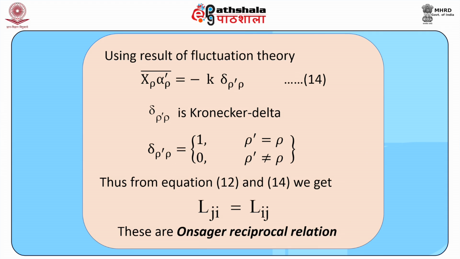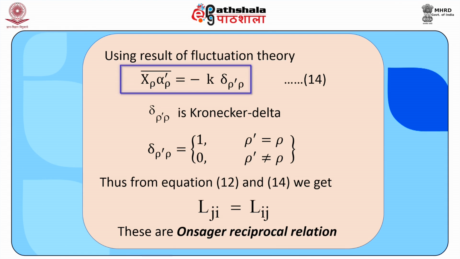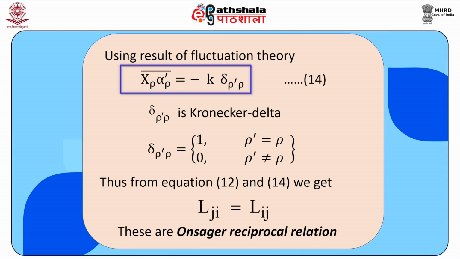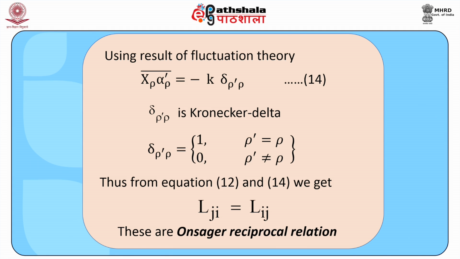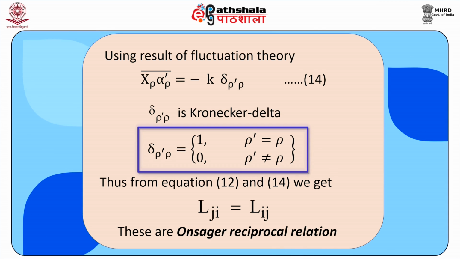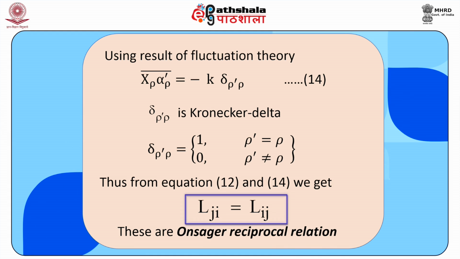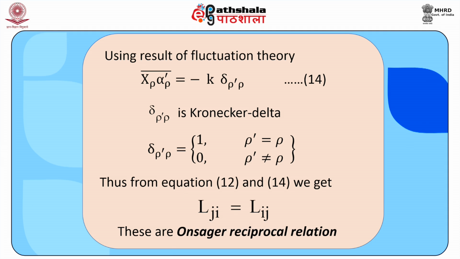Using the result of fluctuation theory, ultimately we get equation 14, where k is a constant and delta rho prime rho is the Kronecker delta. That is, the value of the Kronecker delta is equal to 1 when rho prime is equal to rho and is equal to 0 when rho prime is not equal to rho. Thus, from equations 12 and 14, we get Lji equals Lij. These are the Onsager reciprocal relations.